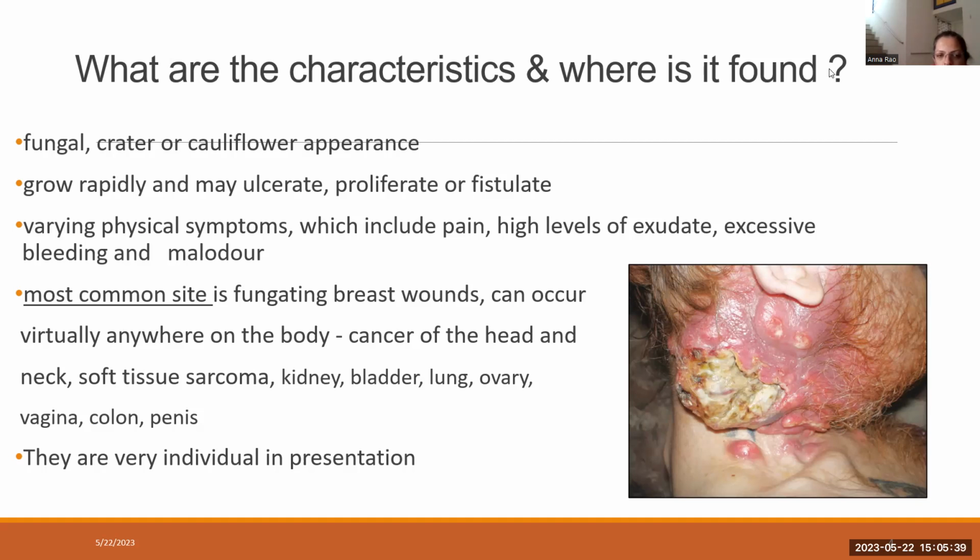In case of kidney cancer, cancer of bladder, lung, ovary, vagina, colon, and penis, in any of these, it is quite common. And each will have its own presentation. No two persons are the same. Likewise, no two fungating wounds will look alike. So you have to be very watchful when it is developing and how big it can develop, because it will proliferate very fast.